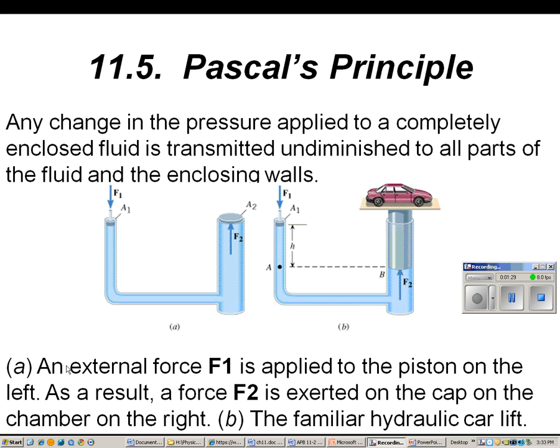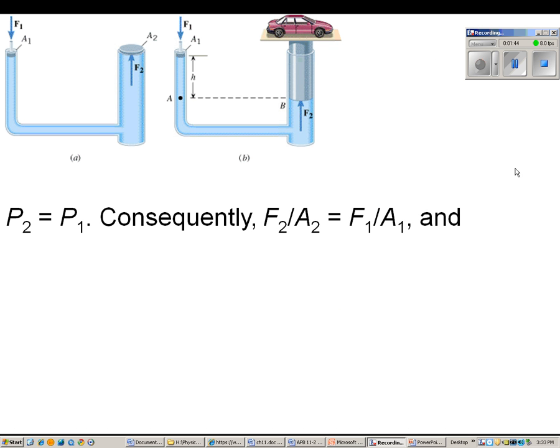So we have this statement that says an external force F1 is applied to the piston on the left. As a result, a force F2 is exerted on the cap of the chamber on the right. And B just shows the hydraulic car lift. So what Pascal's principle states is that the pressure in area 2 equals the pressure in area 1. And since pressure equals force over area, we have F2 over A2 equals F1 over A1. If we rearrange this equation to solve for F2, the force acting on this piston, we get F1 times A2 all over A1.